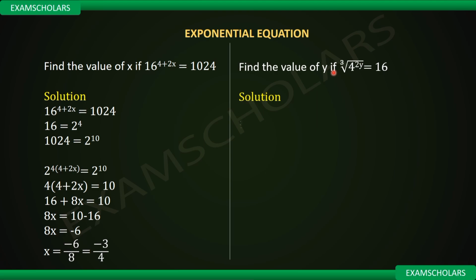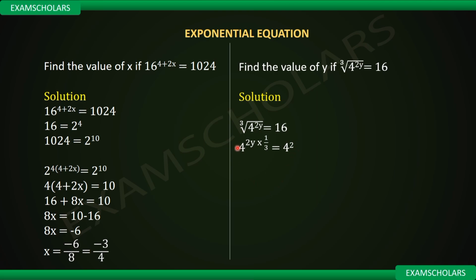Now this is your question. You have cube root of 4 raised to power 2y is equals to 16. This cube root means the power is 1 over 3. So we now have 4 raised to power 2y times 1 over 3. This power will multiply itself. Cube root means raised to power 1 over 3. This 4 has already been raised to power 2y, multiplied by another power, which is 1 over 3. It gives us 16, what is 4 square?